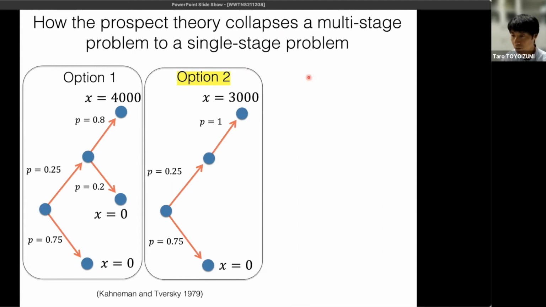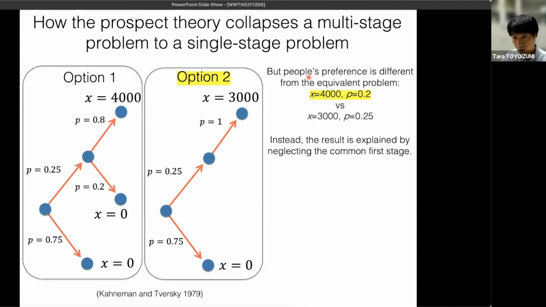Actually, a naive conversion doesn't work. If you want to naively convert these options to a single stage problem, maybe you think about just computing the probability of getting 4,000 reward. What's the probability of getting 4,000 reward? It's 0.8 times 0.25, or it's a 1/4 of 0.8, which is 20%.